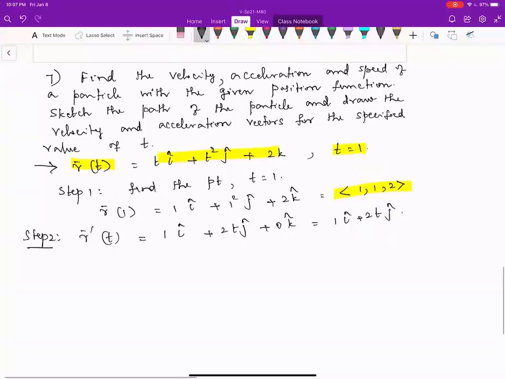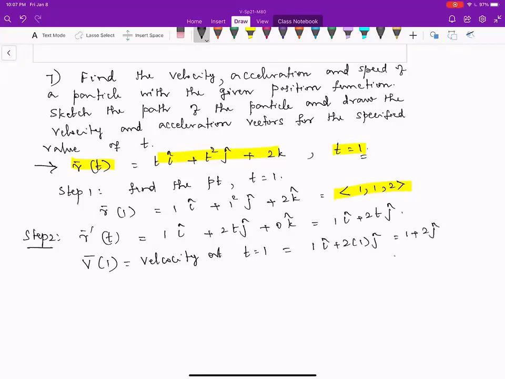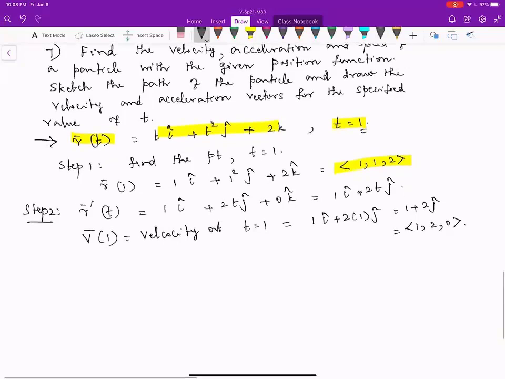Now you want to do velocity at t equal to 1. So velocity at t equal to 1 is 1i plus 2 times 1 j. So it is 1i plus 2j. You can also write that as (1, 2, 0) in terms of three-dimensional. Then what is the next?